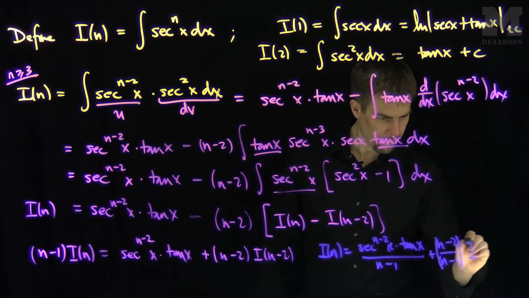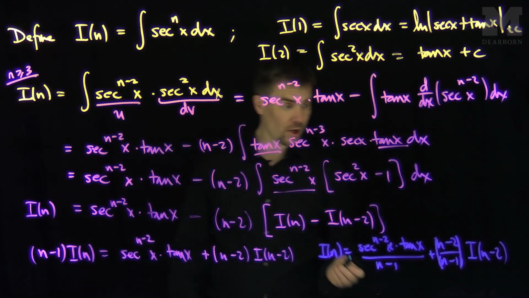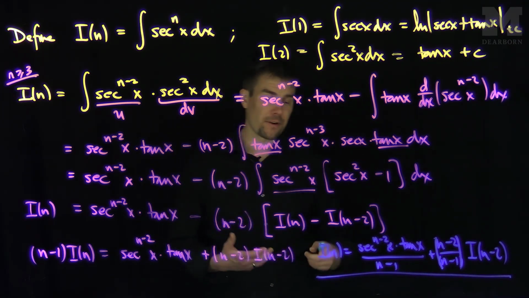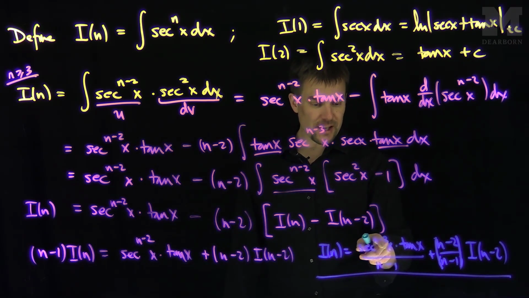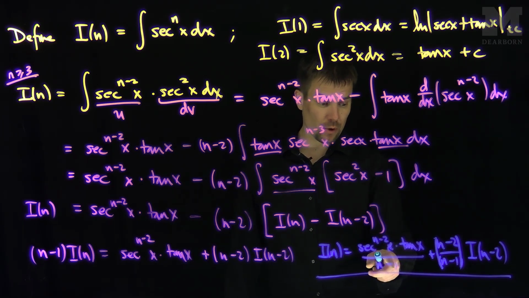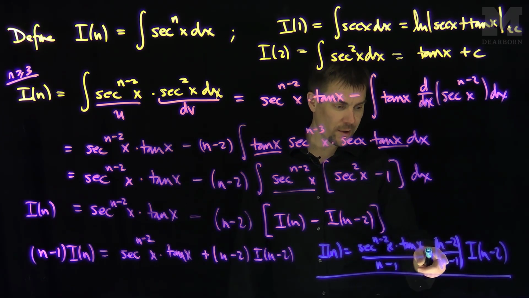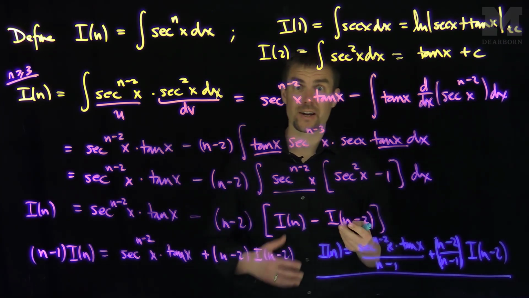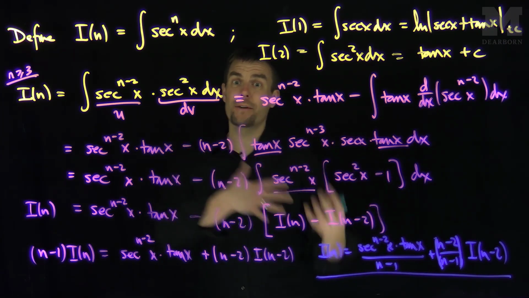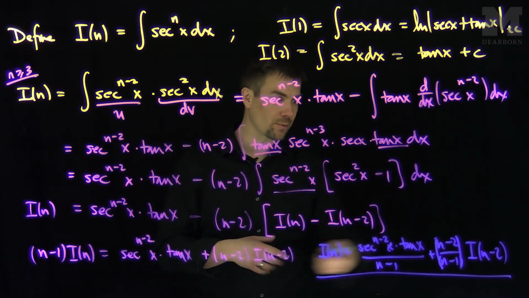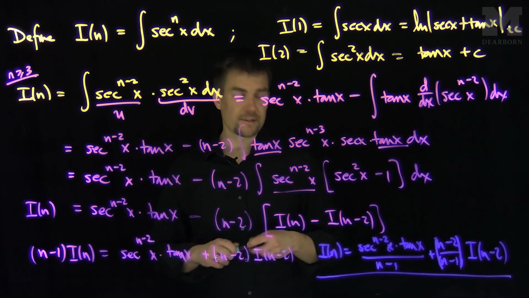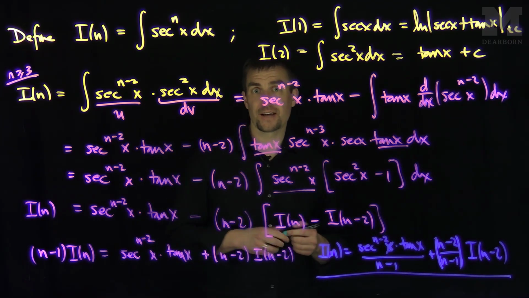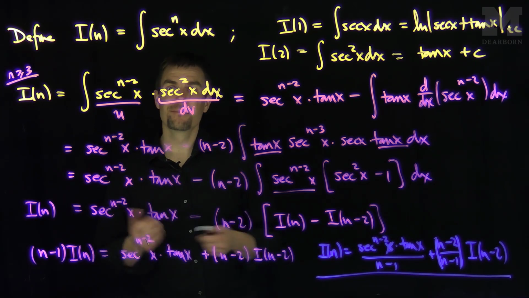So this is a recursion relationship. If I wanted to find I_3, for example, I_3 would be secant of x tangent of x over 2, plus 1 over 2 times I_1, which is the log of the secant of x plus tangent of x. If I want to find I_5, I could use what I found for I_3 to find I_5. So using this recursion relationship, we can find the antiderivative of any power of secant as long as that power is a positive integer. Thank you very much.